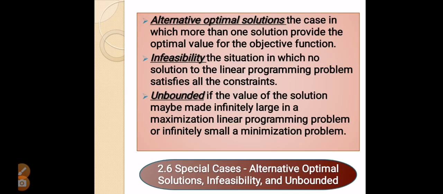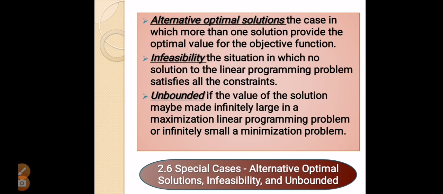Now, section 2.6 covers the special cases: alternative optimal solution, infeasibility, and unbounded. Alternative optimal solution is the case in which more than one solution provides the optimal value for the objective function. Infeasibility is the situation in which no solution to the linear programming problem satisfies all the constraints. In real life, we often face situations in which it is impossible to satisfy all the restrictions confronting us.